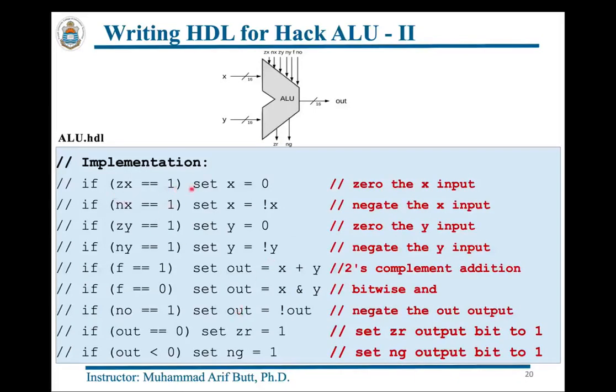That is, if zx is equal to 1, we place 0 in x. If nx is equal to 1, we negate x. If zy is equal to 1, we place zeros in y. If ny is equal to 1, we negate y. If f is equal to 1, we perform 2's complement addition, and if it is 0, we perform the bitwise AND. If the negate output is 1, we set out equal to not out. And finally, for the flags, if out is equal to 0, we set the ZR flag to 1, and if out is less than 0, that is, it is a negative result, we set the NG flag to 1.